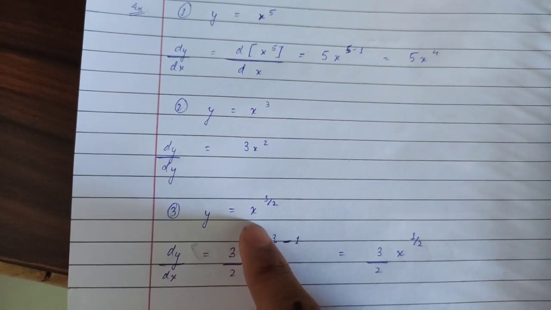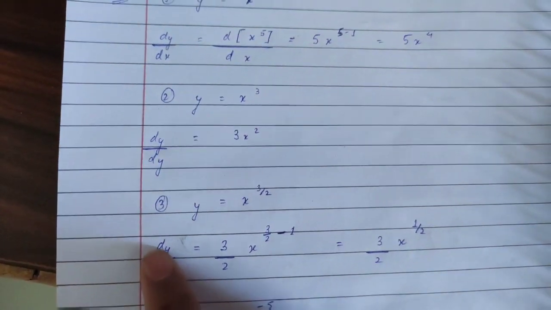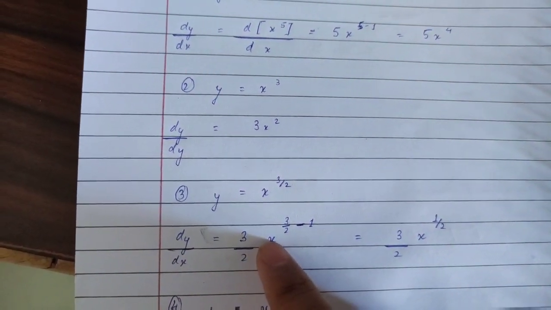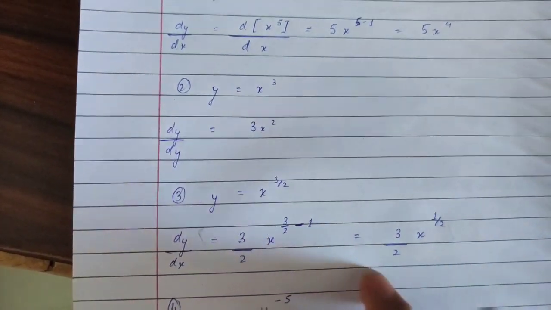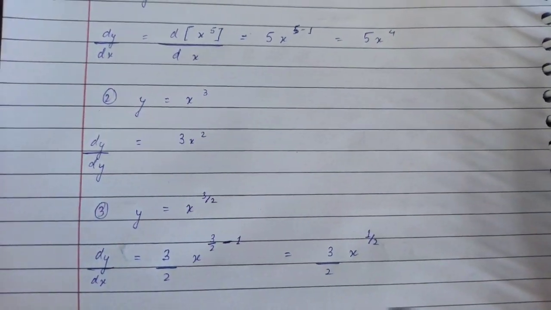This holds for fractions also, like x to the power 3 by 2. dy upon dx is equal to this 3 by 2 will come down here, 3 by 2 into x, 3 by 2 minus 1 gives us 1 by 2, so 3 by 2 x to the power 1 by 2.